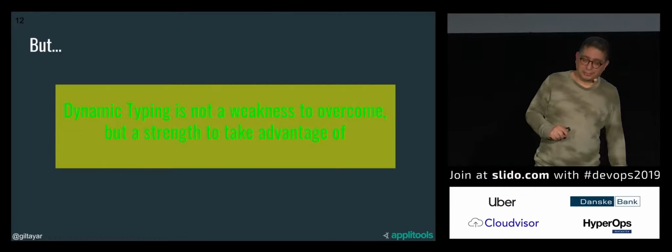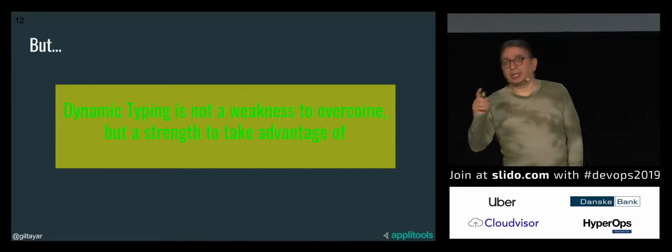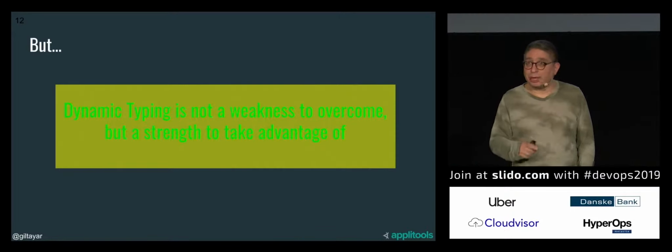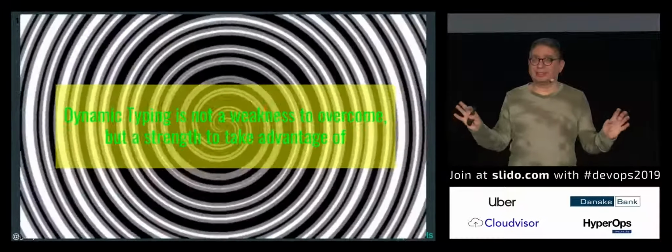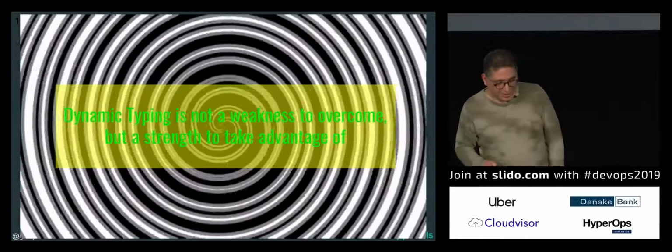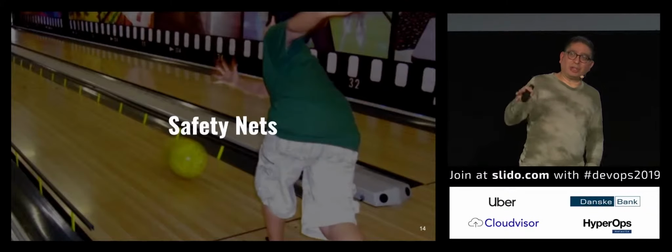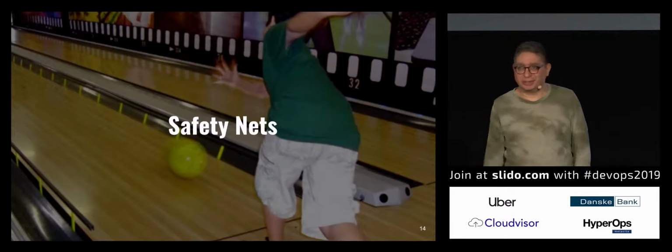But dynamic typing, it's my favorite quote: dynamic typing is not a weakness to overcome, but a strength to take advantage of. And I will add some hypnosis so that everybody will be hypnotized by it, all the Java people. Just joking. And I want to talk about my daughter, and you'll soon see how it connects to dynamic languages.